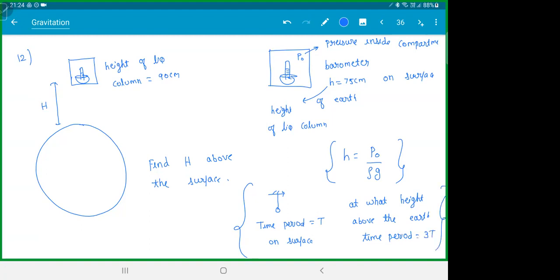I hope you're getting that the models are the same. So wherever you see the formula, the time period of a pendulum is 2 pi root over L by g. Wherever you see g, you can take it and put it on the surface of the earth or above the earth. The models are similar. Think. You can actually ask this kind of question in barometer, SHM, and surface tension. Surface tension we didn't do, but yeah.